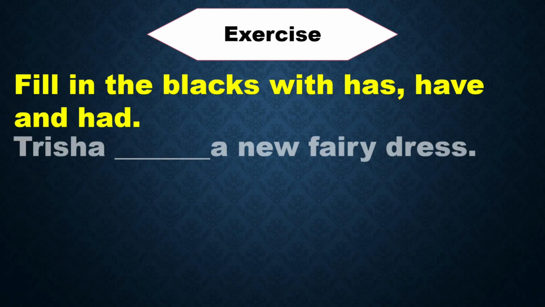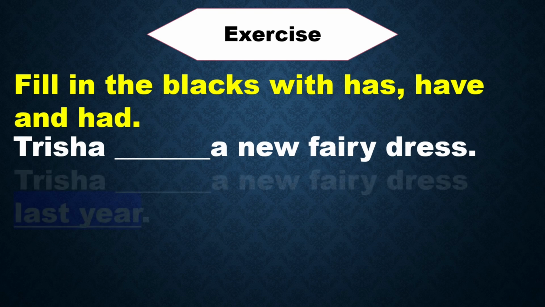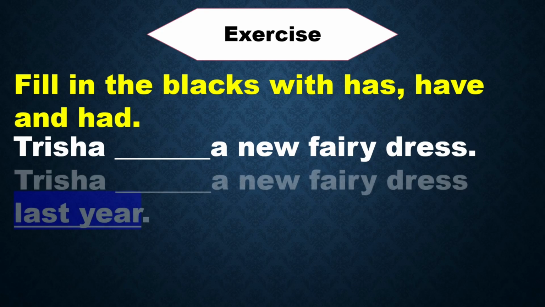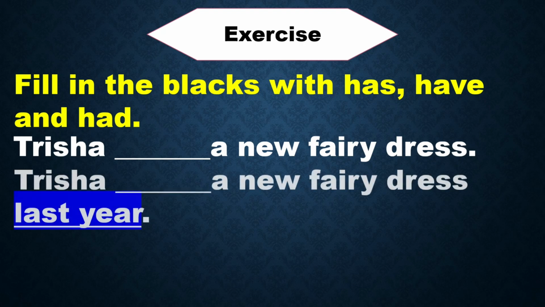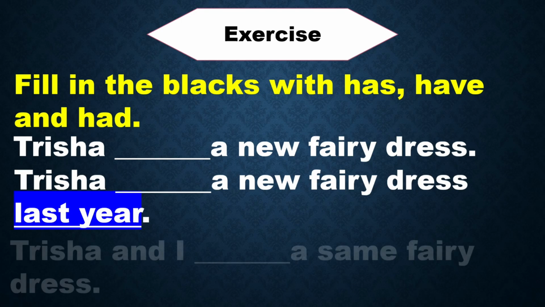Trisha dash a new fairy dress. So first we need to think about the tense. Trisha dash a new fairy dress. Second is Trisha dash a new fairy dress last year. Same sentence I have used, but the tense is different. Now the second sentence is about last year. It means it is about past tense. Third one is Trisha and I dash a same fairy dress.